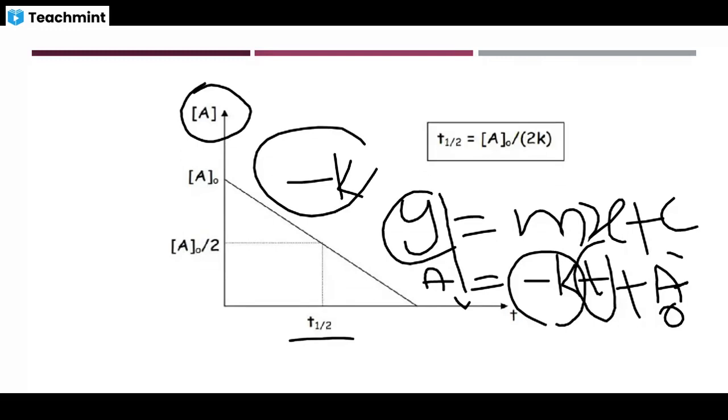Now the half-life, t half, is the time when the concentration of A is half, that is, the time needed to reduce the initial concentration of reactant to half. If you have 100 moles of reactant A, how much time is needed, 10 minutes or 20 minutes, to become 50 moles? So how should you calculate it?